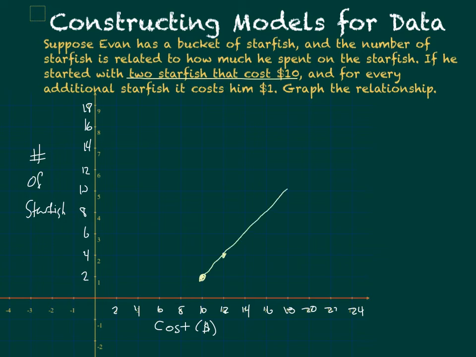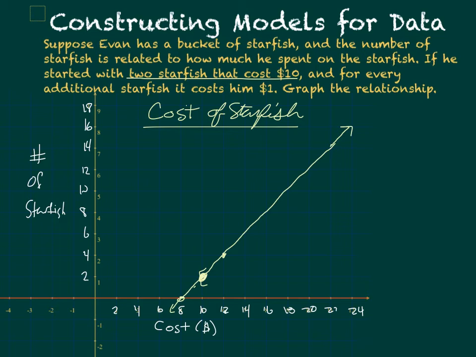So there's our graph. Put an arrow on the end, and technically it would also have an arrow going this way, but since you can't have a negative number of starfish and you don't have to pay if you don't have any starfish, we usually will just start it right there. But that would be your final answer, and then a possible title would be the cost of starfish. And that would be good. So that would be your graph, your model for this information.